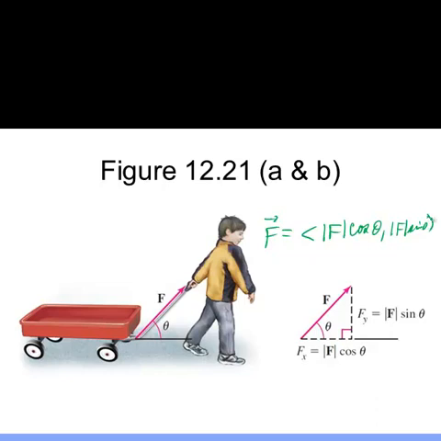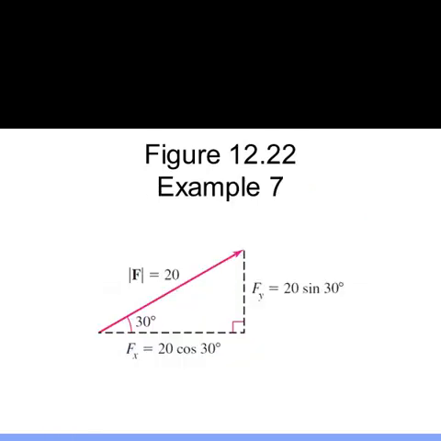All right, so moving along here, we can take a look at example 7. Suppose that we have a child pulling a wagon with a force of 20 pounds magnitude at an angle of 30 degrees with respect to the horizontal. So we've got this picture right here. Then we can take the magnitude of 20 pounds times the cosine of 30 degrees, and 20 times the sine of 30 degrees to give us the y component.